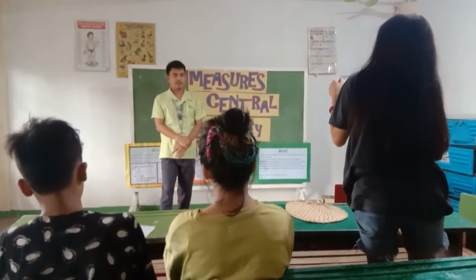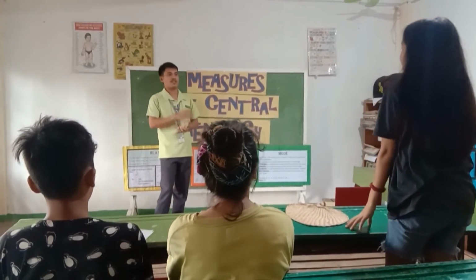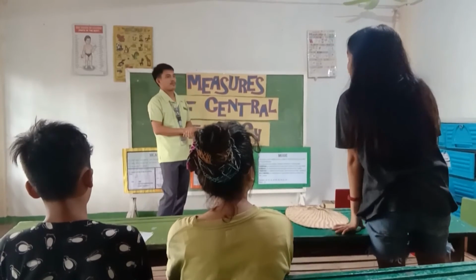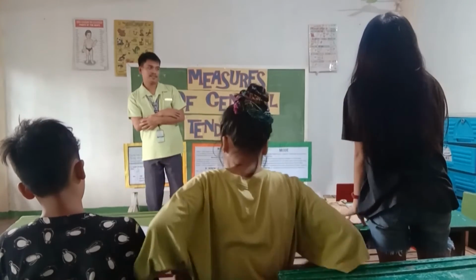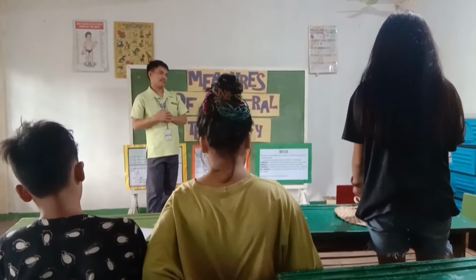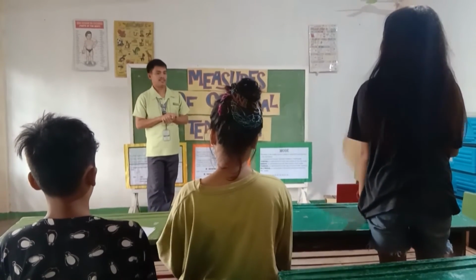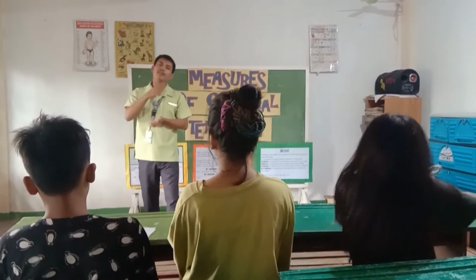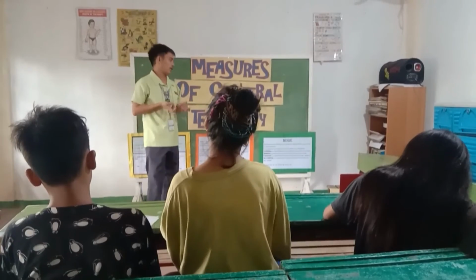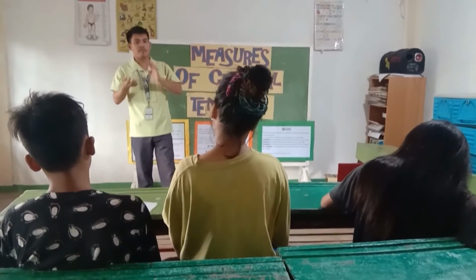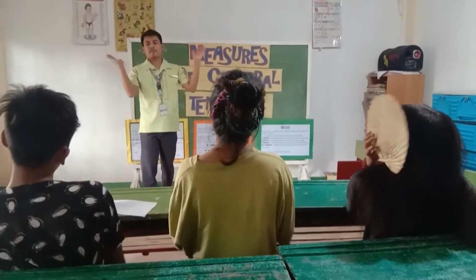How can we get the mean of the given data? Okay, what is your answer? Pagsasama-samahin mo lahat, tapos kung ilan po yung number, kunwari po 7, doon po i-divide. Okay, very good. So, to get the mean, you are going to get the sum of all the values divided by the number of values. Very good.